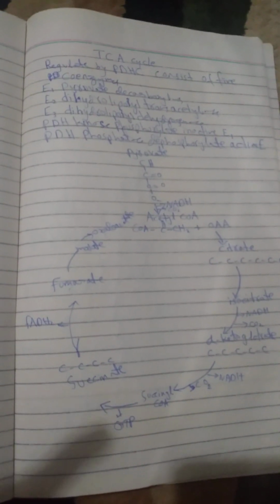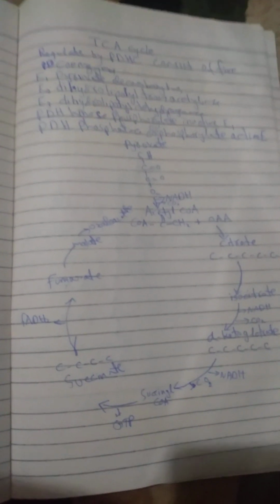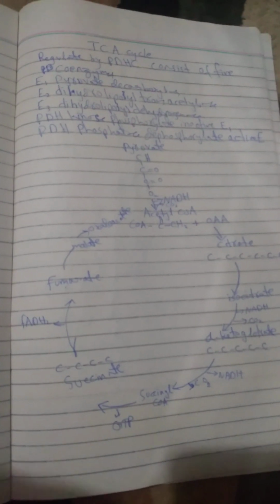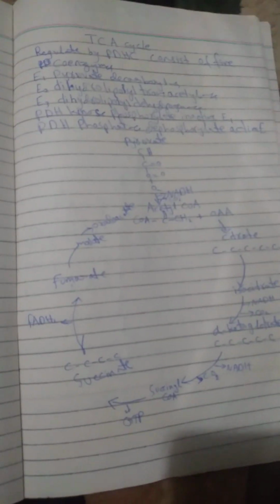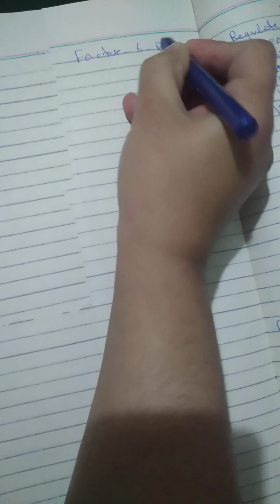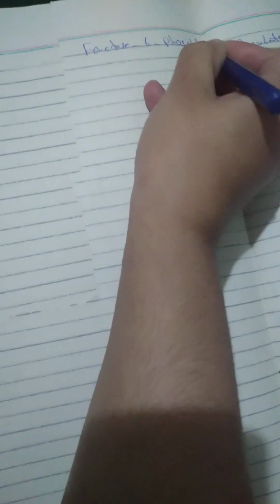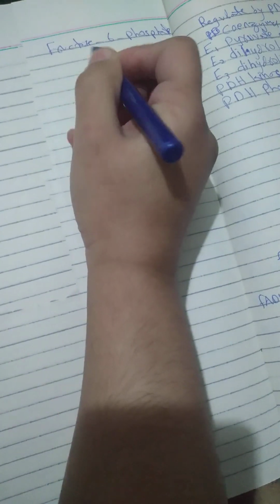In the previous lecture, we discussed glycolysis. I forgot to tell you what the rate limiting step of glycolysis is. When fructose 6 phosphate is converted, which is the third step of glycolysis, it's the rate limiting step.